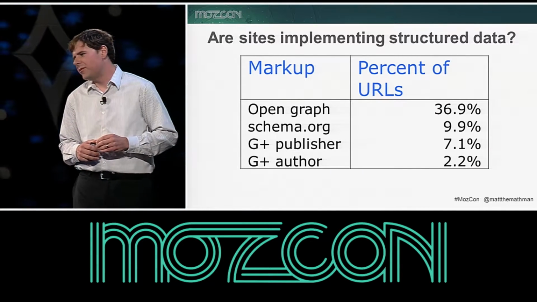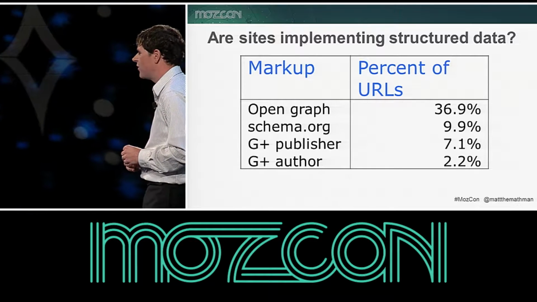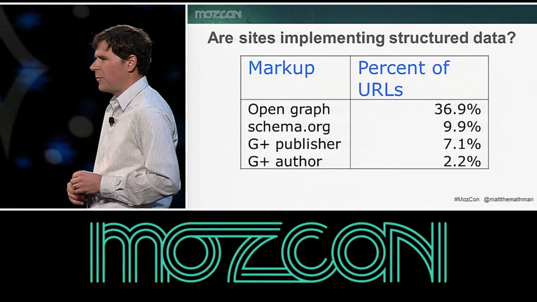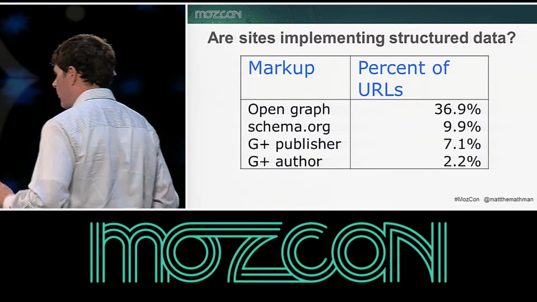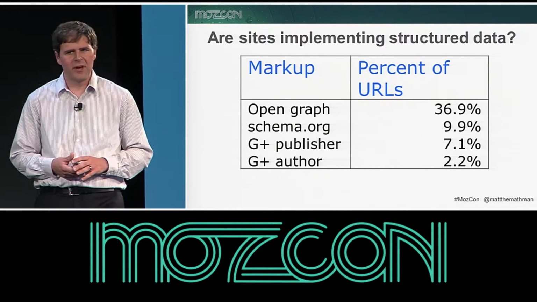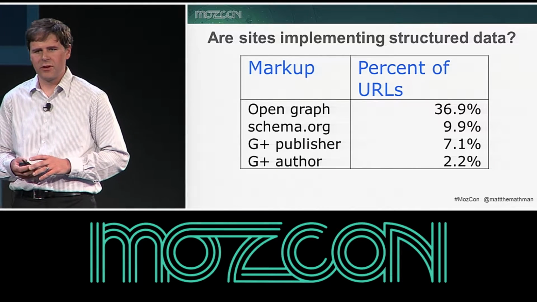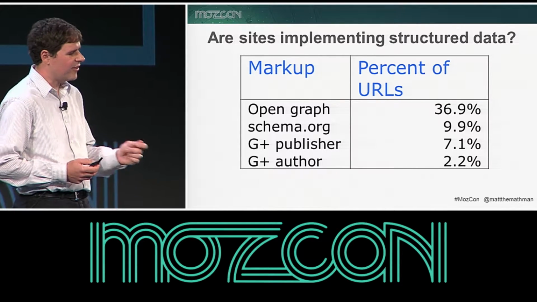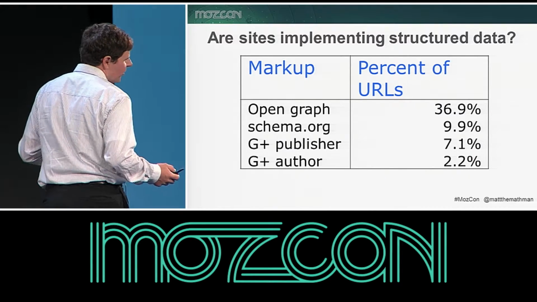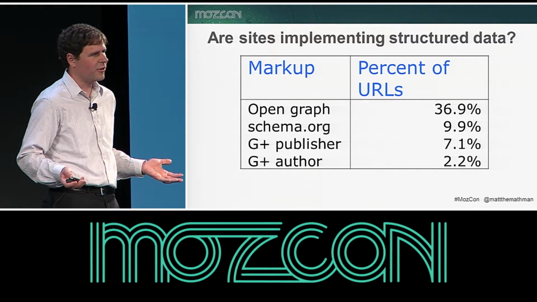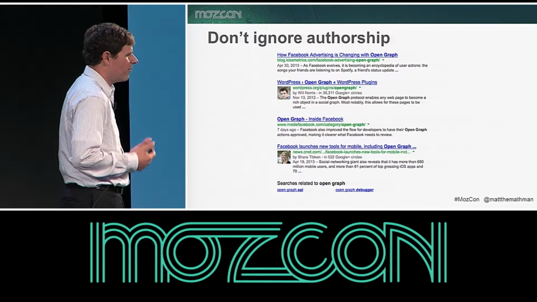And that indeed appears to be the case for things like Google Plus. Schema.org, about 10% of our data set had schema.org markup. Open Graph, 37% of the pages in our data are actually implementing Open Graph. But again, Google Plus author markup down here at the bottom, 2.2%, a tiny percentage of the data set. Does that mean you can ignore it? It's not a ranking signal. I wouldn't.